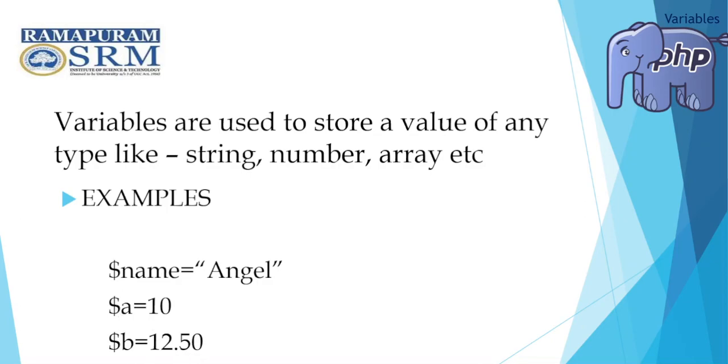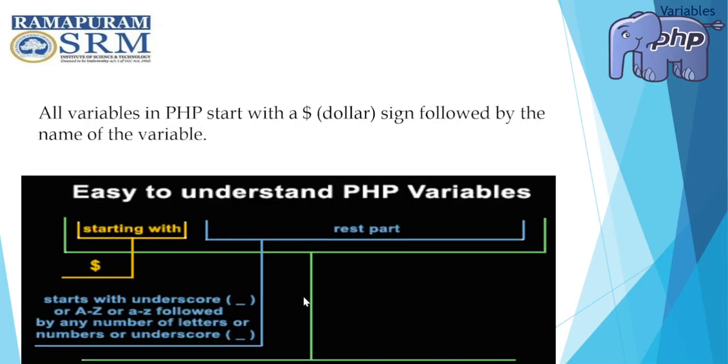$B equal to 12.50. The 12.50 is a floating point number. It is assigned to the variable B. And the last example is the array value, how the array value is stored. So whatever values we have stored inside the variable can be used in the program.